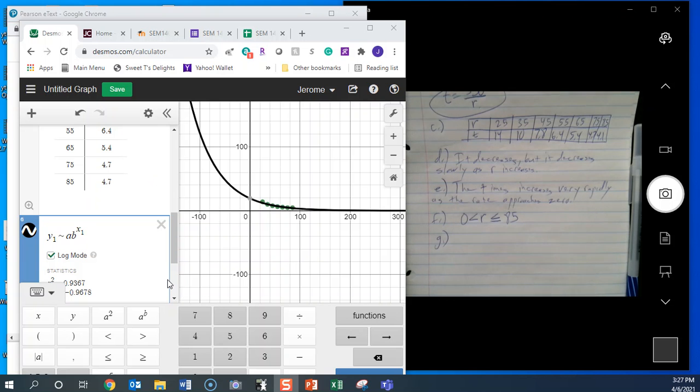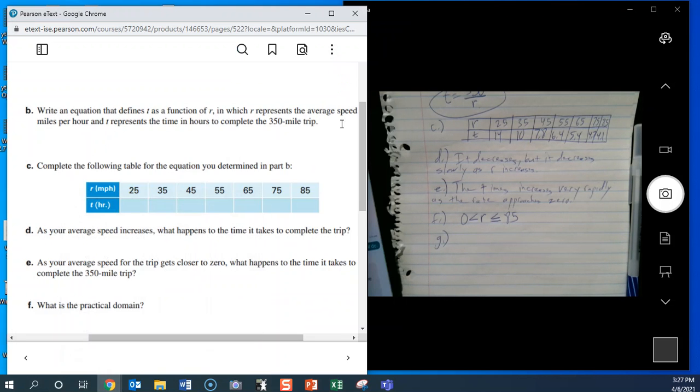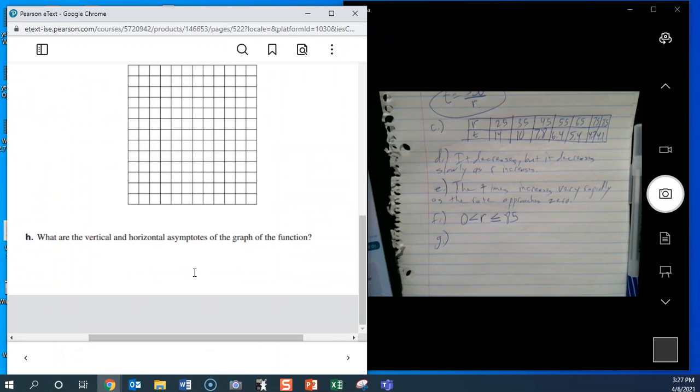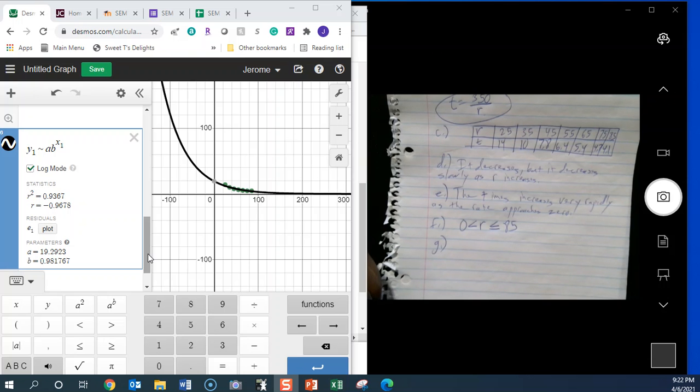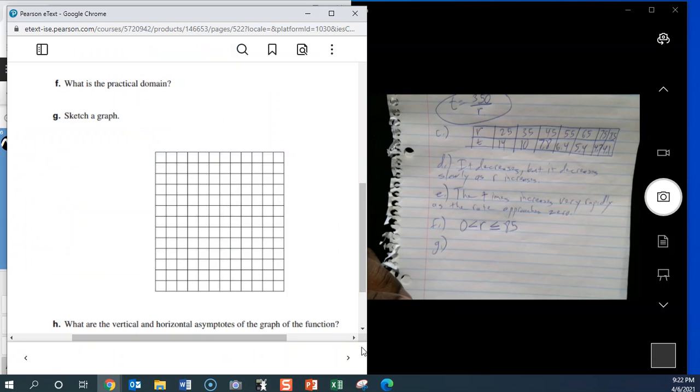Okay, now we go here to the last question. Again, as you see here, we have the graph, and you see that it almost fits perfectly. So now that would take care of G. Now we want to look at H. Let's take a look here at H.